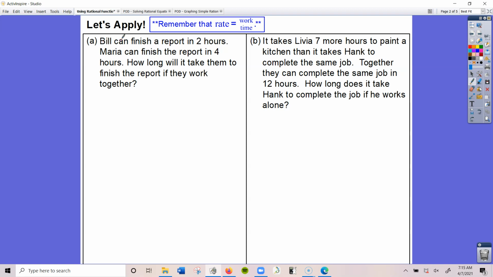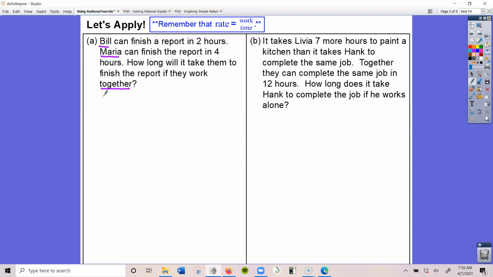We have here that Bill can finish a report in 2 hours. Maria can finish the report in 4 hours. How long will it take them to finish the report if they work together? So this is the same thing as what we did in the previous example. We have to write the rate for Bill and the rate for Maria. And since they are working together, we add them together, and that's going to equal the new rate.